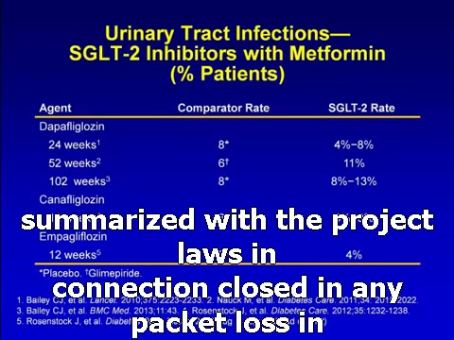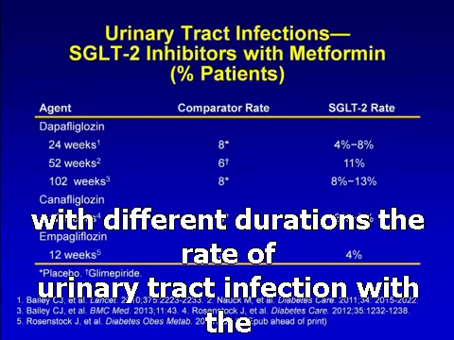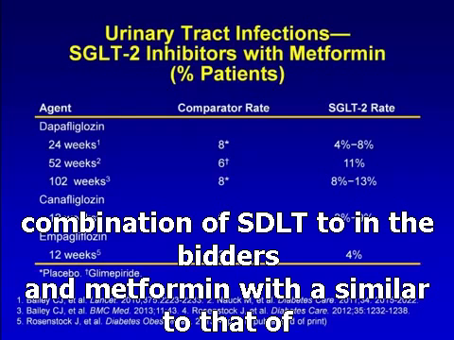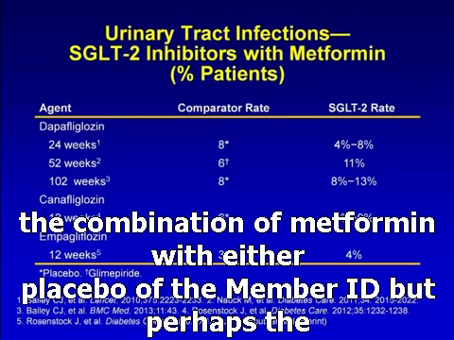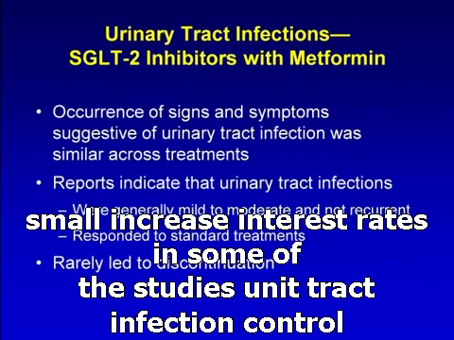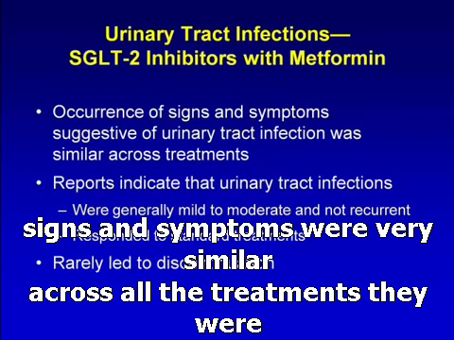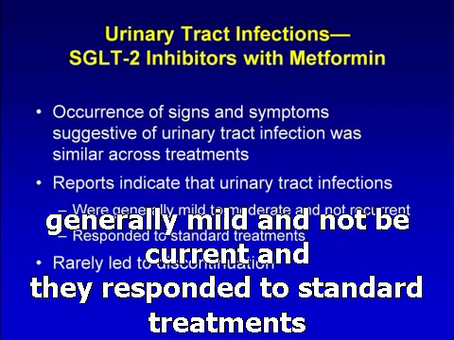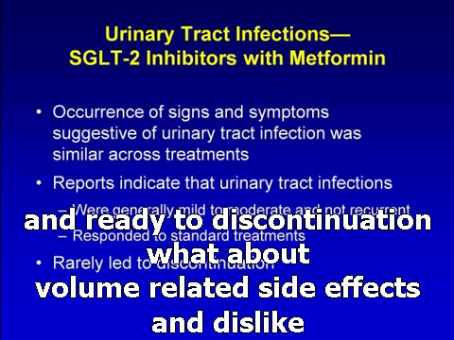And the data here is summarized with dapagliflozin, canagliflozin, and empagliflozin with different durations. The rate of urinary tract infection with the combination of SGLT2 inhibitors and metformin was very similar to that of the combination of metformin with either placebo or glimepiride, with perhaps a small increase in this rate in some of the studies. So to summarize urinary tract infections, the occurrence of signs and symptoms were very similar across all the treatments. They were generally mild and not recurrent, and they responded to standard treatments and rarely led to discontinuation.